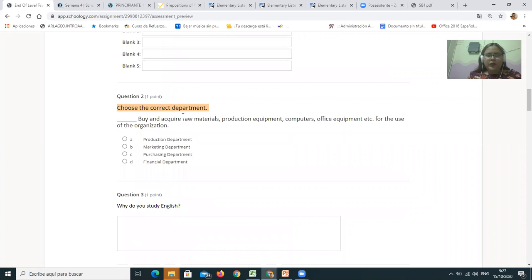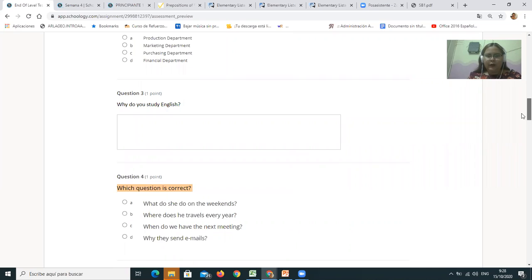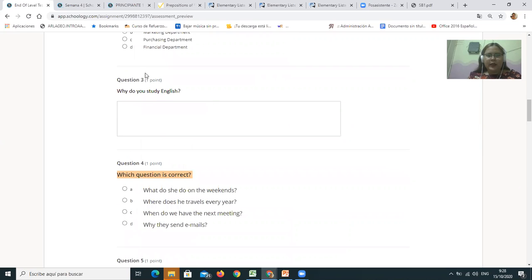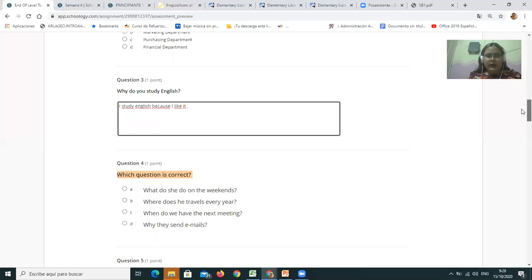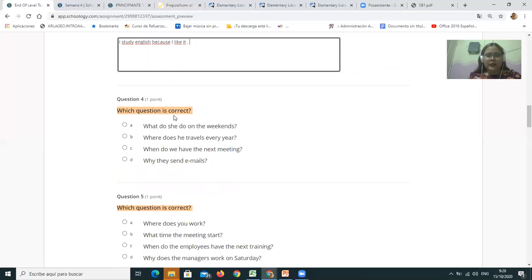Luego dice, choose the correct department. Usted lee la description y selecciona un department, ¿ok? ¿De qué department están hablando? Production, marketing, purchasing or financial. Then we have questions. Question, aquí hay una pregunta. Why do you study English? Pues aquí le pone, I study English because I like it. For example, period. Yeah.